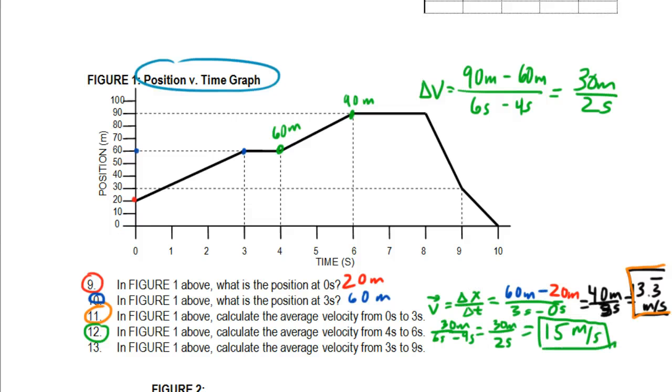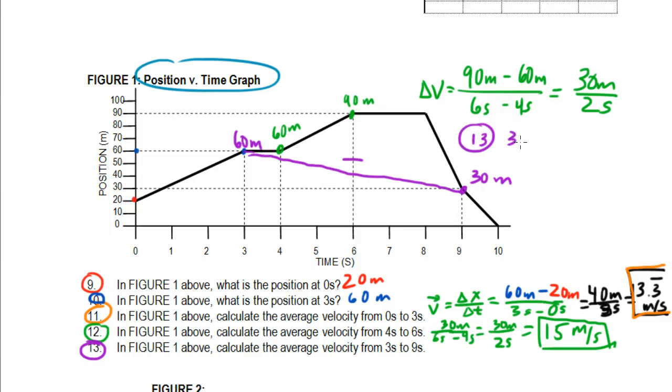All right, finally, let's do number 13. Calculate from 3 to 9 seconds. Well, at 3 you're at 60 meters, and at 9 you're at 30 meters. If I were to make a line, by the way, it would look like this. If this is a position versus time graph, that should be a negative answer. And it's kind of shallow, so it's not steep. This is number 13.